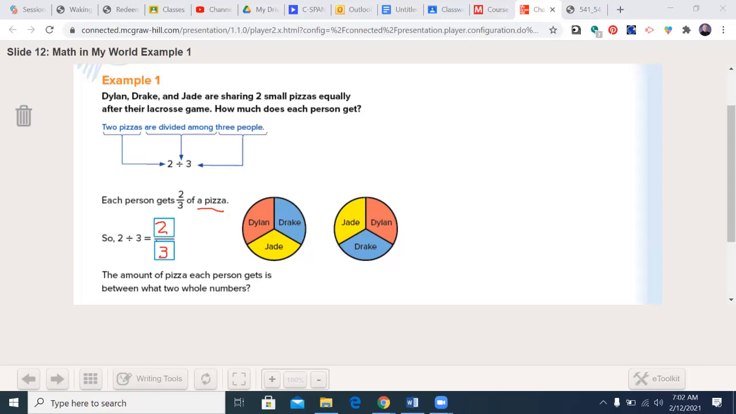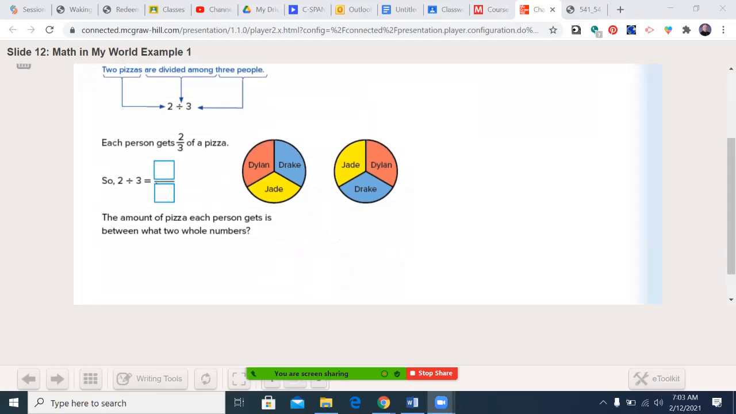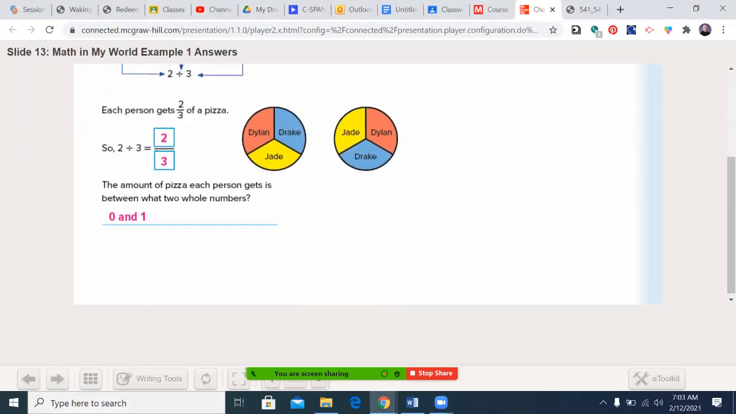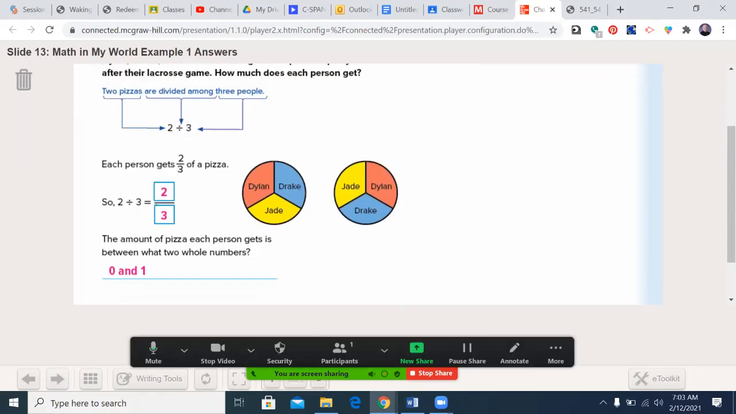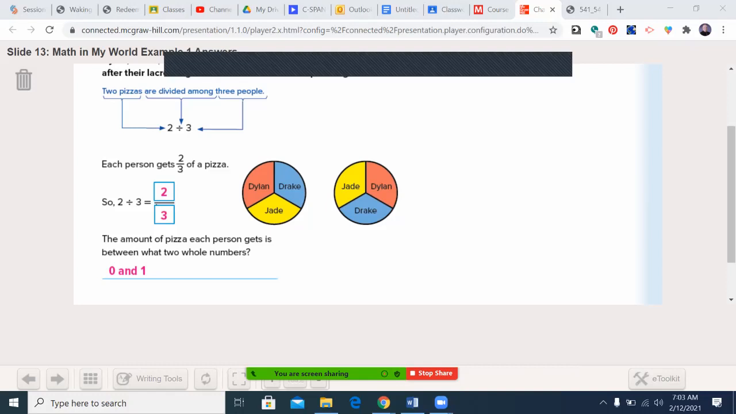There is a spot on the screen just off of it that says the amount of pizza each person gets is between what 2 whole numbers, and I'll get that in just a second. On the next slide, apparently. And they didn't even give you a space. But let's talk about it. 2/3 is between 0 and 1. If there was a whole number here, that would be where I'm beginning. But because there is no whole number, I'm going to start at 0. And there is no whole number, so I haven't yet made it to 1. So it's between 0 and 1.